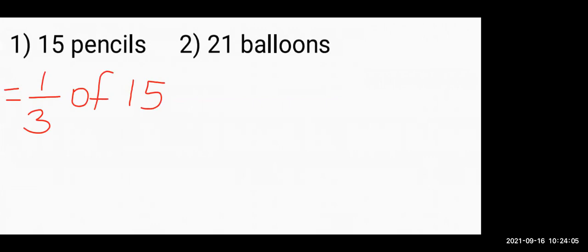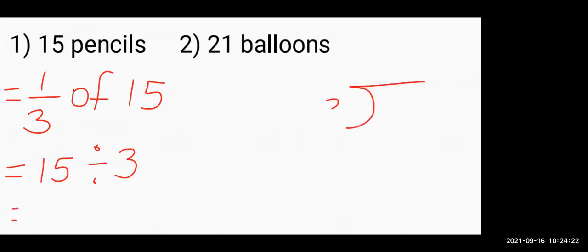Now यहाँ पे क्या दिया है 15 और downward denominator is given 3. So what will you write? You will write 15 should be divided by 3. So if we divide 15 by 3, with the help of division, 3 will be written over here and 15 will be written over here. Now in 3 table, 15 is coming how many times?